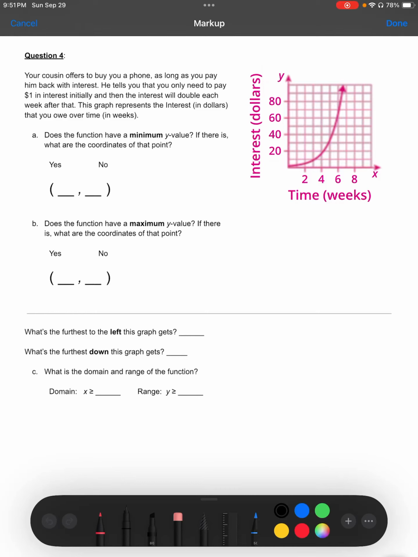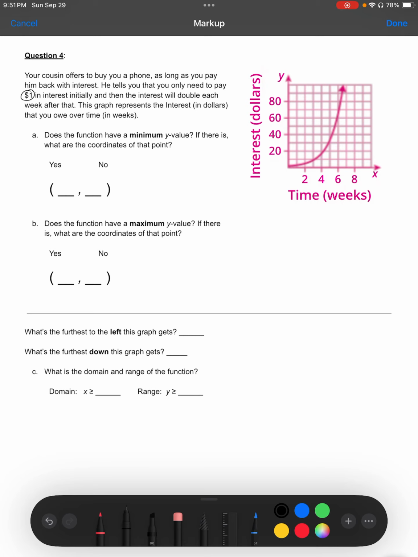Okay, we are on the final page, and this one should look familiar to you because it was on the previous practice test. We have a graph where your cousin is offering to buy you a phone as long as you pay them back in interest. You're going to start at $1 in an initial interest, and then the interest will double each week after that.